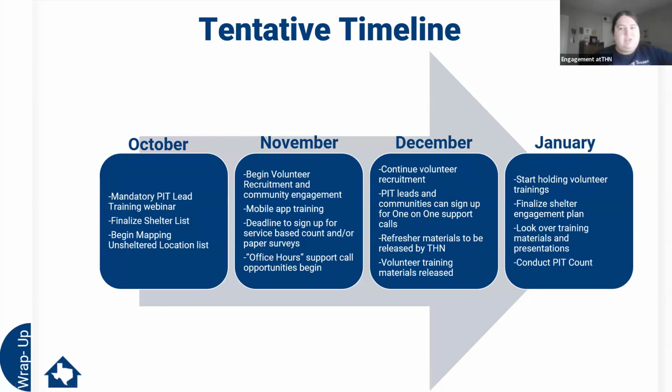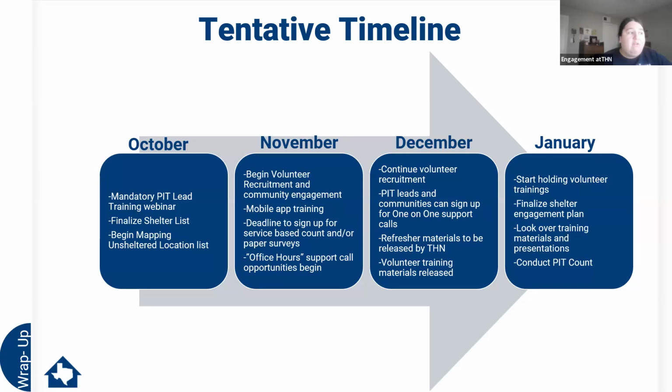Okay, so here's just a quick timeline for the most important events to note for the upcoming point in time count. October, we're having our mandatory PIT training right now. We're going to finalize our shelter list. I'm going to be sending out that list of shelters in your area in the next couple weeks and begin mapping those unsheltered locations. And then in November, we want to begin volunteer recruitment and community engagement, as well as mobile app training. And that will also be our deadline to sign up for service-based count or any other paper surveys if that's something that you're interested in.